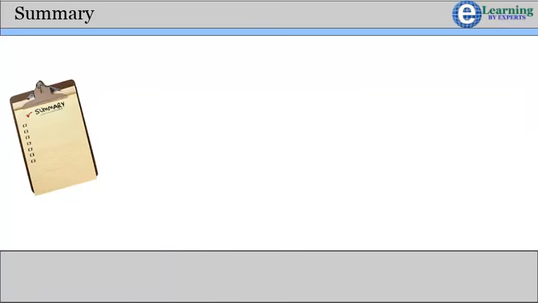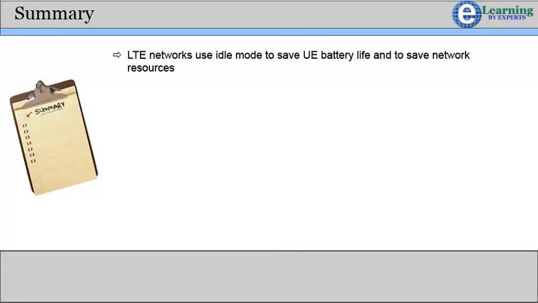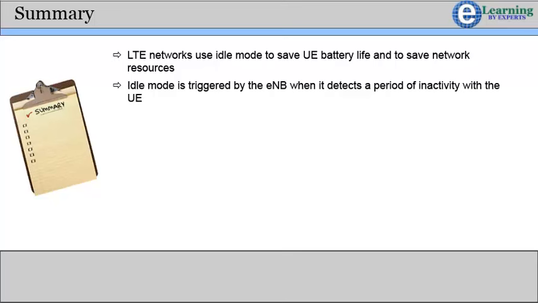Here is what we discussed in this section. LTE networks use idle mode to save UE battery life and to save network resources. Idle mode is triggered by the ENB when it detects a period of inactivity with the UE. When idled, the EPC maintains bearers and UE context.